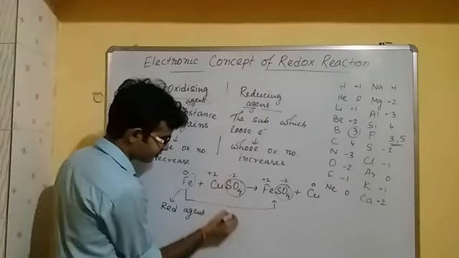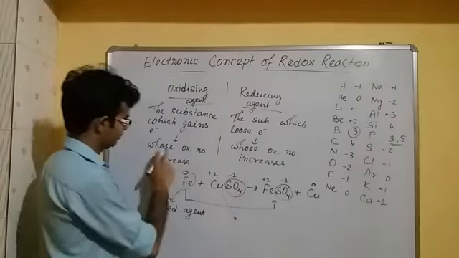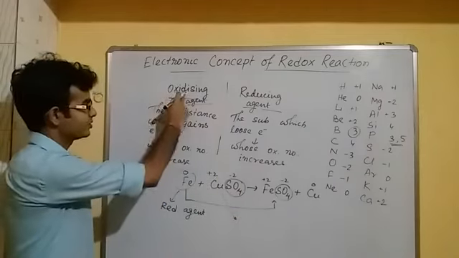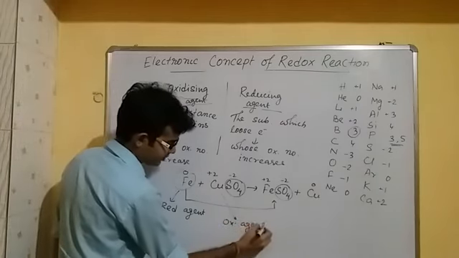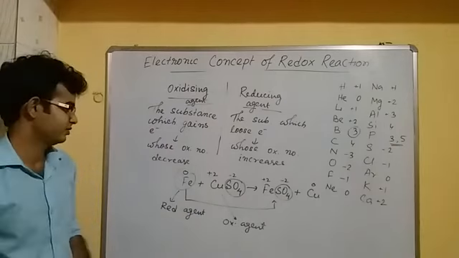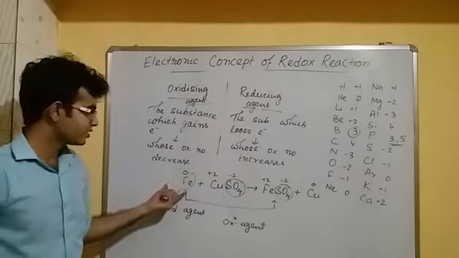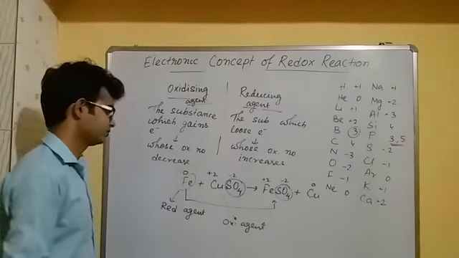Okay, here the oxidation number of copper decreases, plus 2 to 0. Whose oxidation number decreases? This one is the oxidizing agent. So easily you can identify: if one is the reducing agent, another will be the oxidizing agent. Whose oxidation number increases? That is the reducing agent.